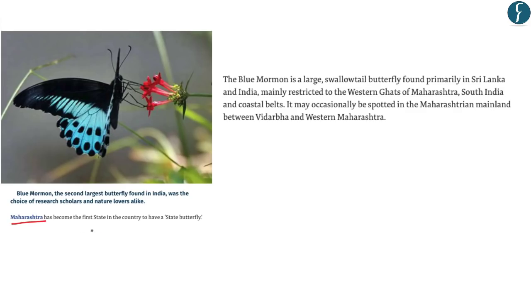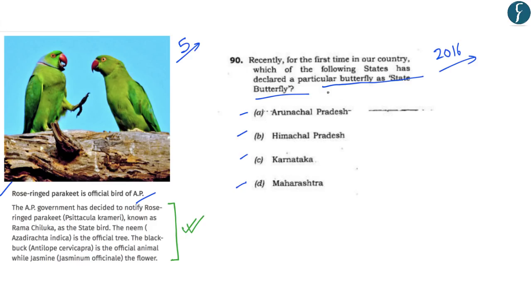In this regard, Maharashtra became the first state to declare blue mormon as the state butterfly. As you can read, the blue mormon is a large swallow-tailed butterfly found primarily in Sri Lanka and India, mainly restricted to the western ghats of Maharashtra, South India, and coastal belts. It says it may occasionally be spotted in the Maharashtrian mainland between Vidarbha and western Maharashtra. This news appeared in the Hindu newspaper, and you can see that straight away a question was asked in the year 2016. So now we know the answer to this particular question is Maharashtra.